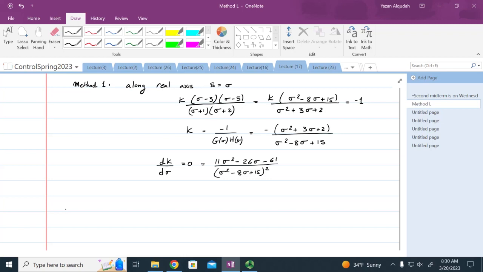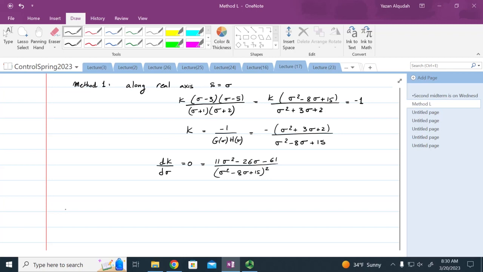Oh, so you take this to the top? No, like for dk, you see how on the bottom I have sigma squared minus 8 sigma plus 15 squared. I take that. This one? The entire square? No. Well, this is what we're trying to take the derivative of. Oh, not the bottom one? No, that's the result of the derivative.